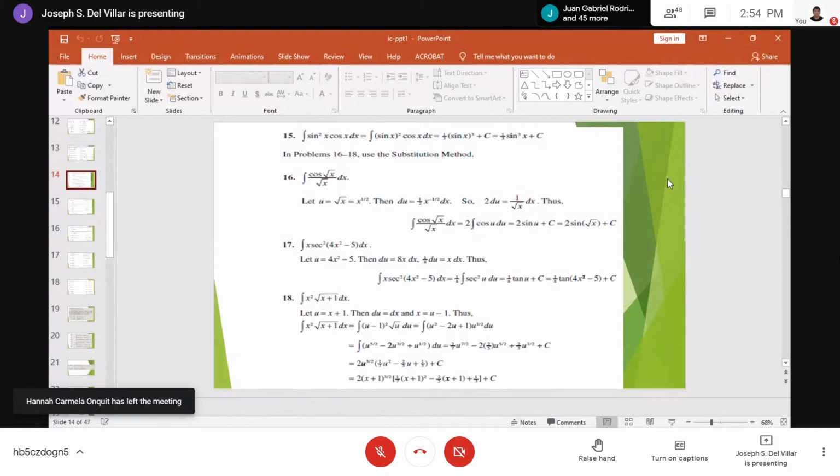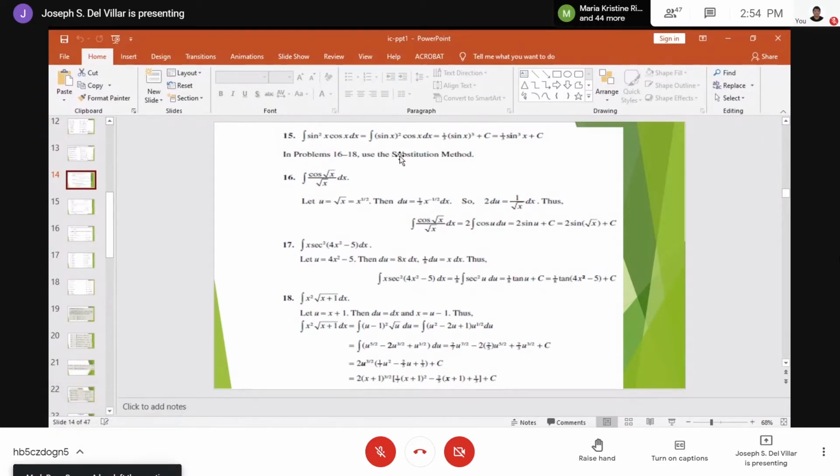The integral of sine squared x cosine x dx. Okay? Now, sine squared x, if we are going to rewrite that in a manner that we are taught, it is actually sine of x close quantity squared. Okay? So ito yung original meaning. So this is the original meaning of sine squared, no? It is sine x times sine x. So it is sine x close quantity squared, cosine x dx.